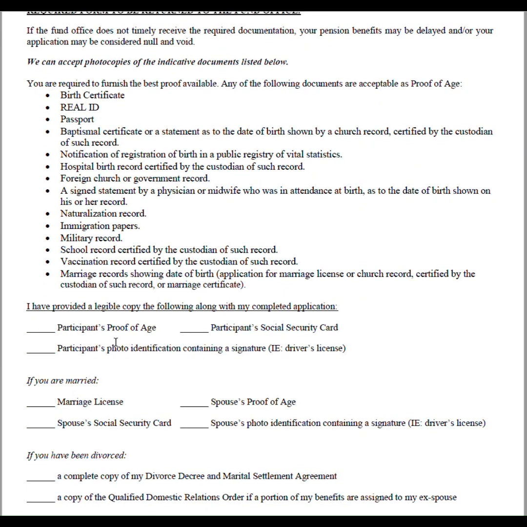So you must submit a copy of your proof of age and your spouse's proof of age if you are married, a copy of your Social Security card and your spouse's Social Security card. If either of you do not have a copy of your Social Security card, we can also accept a copy of your 1040 tax form or a letter from Social Security with your full Social Security number. We would also need a copy of your ID and your spouse's ID, or we can also accept your passport with your signature since it is a photo identification containing a signature.